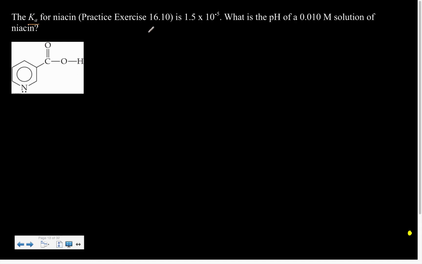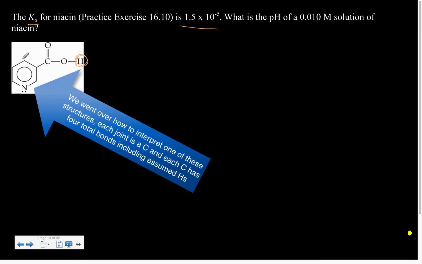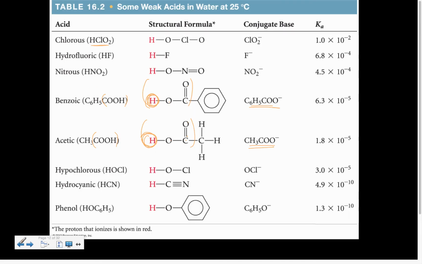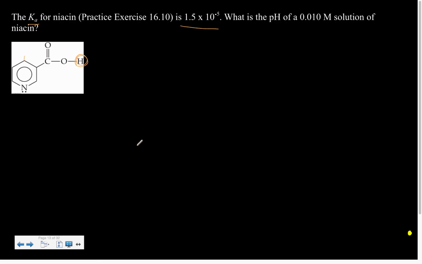So the Ka for niacin is this, and again we have this COOH, which means that the ionizable or acidic proton is this one. And again, don't forget, there are assumed hydrogens at all those places. This is the only ionizable one. Likewise here, there are these other protons. Those are not acidic protons. Only this one is our acidic proton. Okay, anyway, going back here.